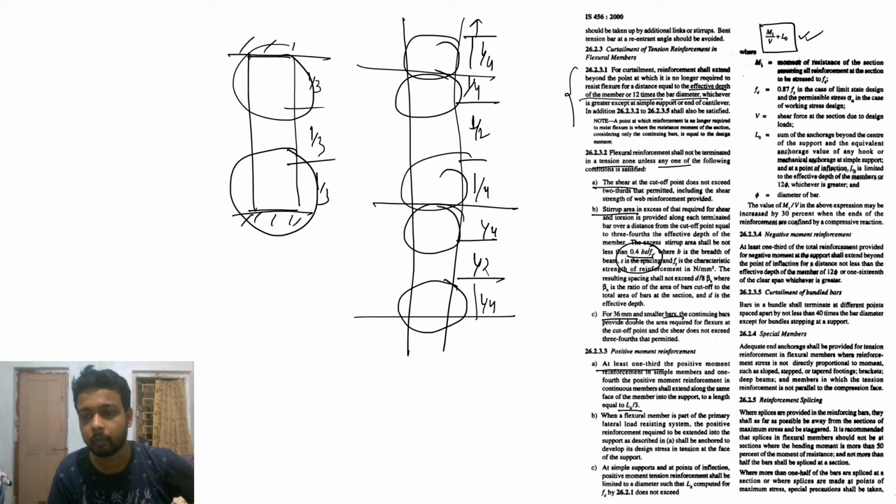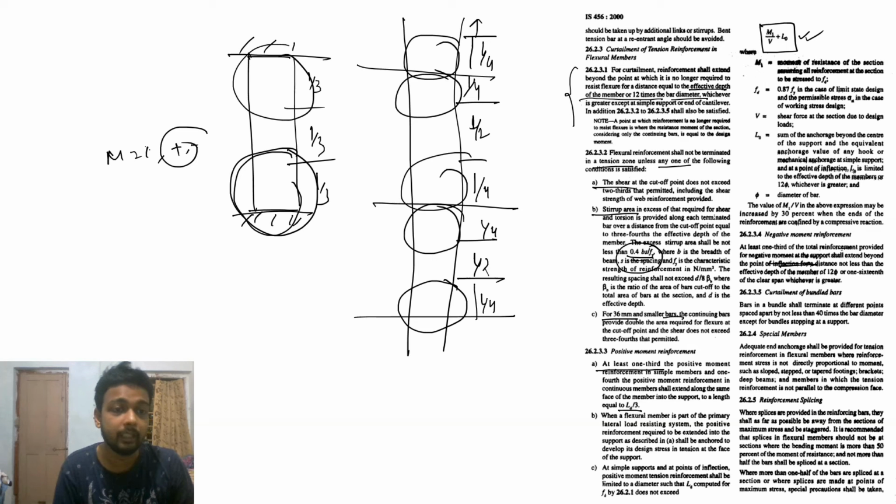Negative moment reinforcement: at least 1/3 of the total reinforcement provided for the negative moment at the support shall be extended beyond the point of inflection. Inflection means the point where moment is 0. We talked about the positive moment, now we talk about negative moment. So how does the positive moment convert to negative moment? There is some point where moment should be 0, going from plus to minus. This position is called inflection. Okay, inflection.